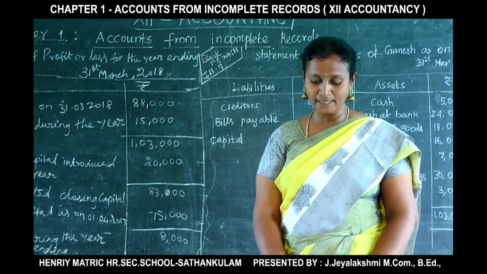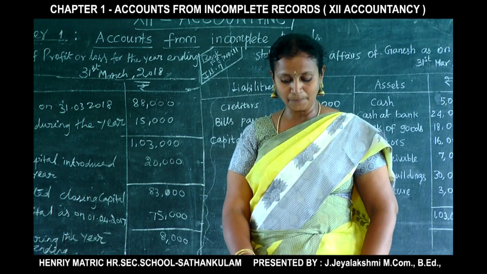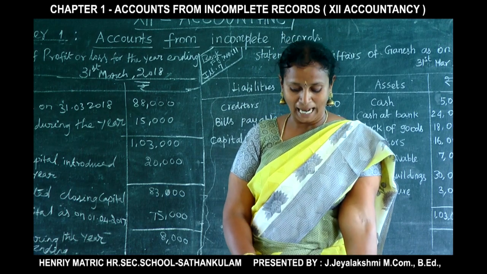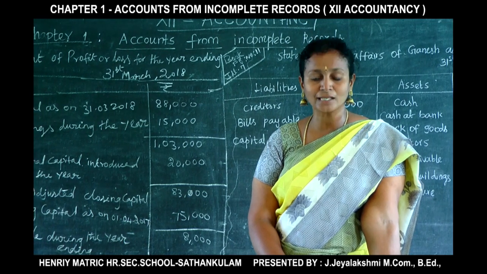During the year he withdrew 15,000. This is nothing but the drawings, for his personal use. He also introduced further capital of 20,000 during the year. Now we are asked to calculate his profit.